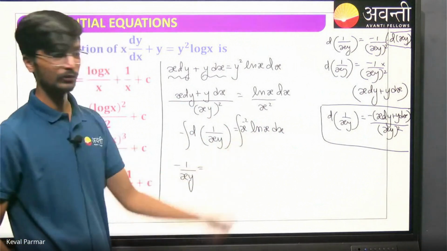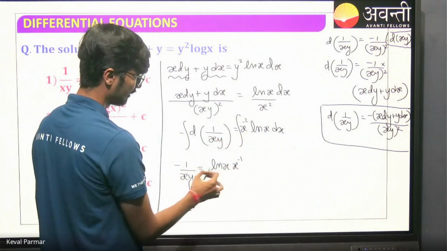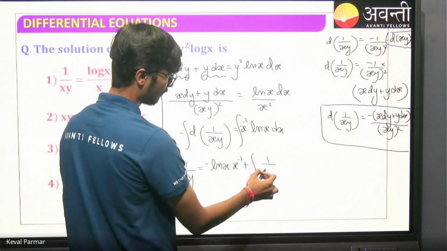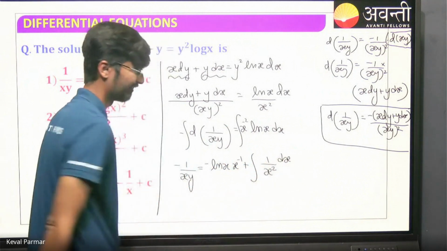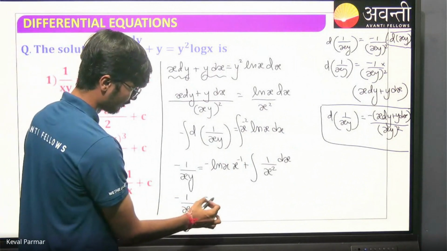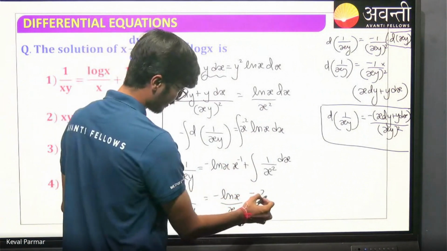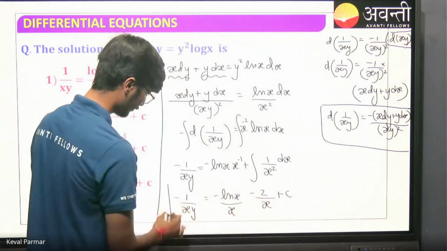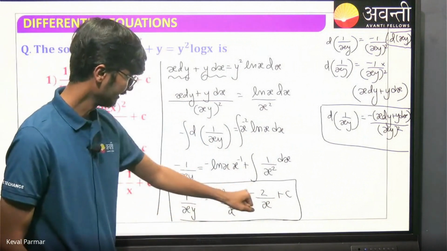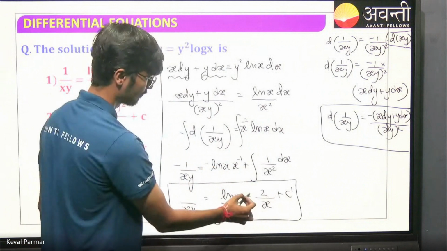And here I have to use integration by parts. So I'll get ln x, x raised to minus 1 into minus integration of, so it will become plus, right? 1 upon x square dx, if I use by parts. So finally I get minus 1 upon xy is equal to minus ln x upon x and x raised to minus 2, so minus 2 upon x plus c. I can cancel out minus from all the sides and I can give the minus to c, so it will become c dash. So basically I'll get plus.